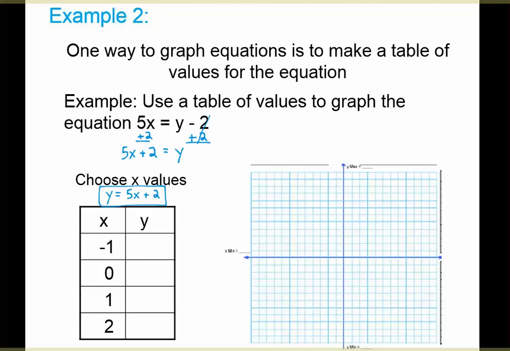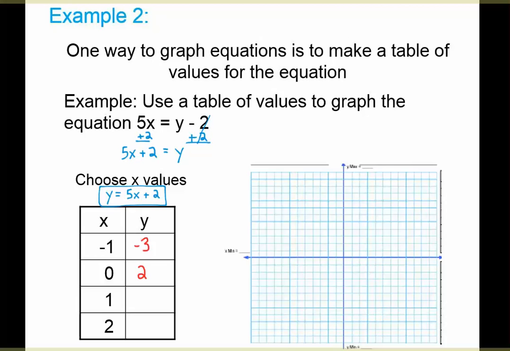So now we're going to take the x values over here and plug them in right here for x. So imagine we plug in a -1 for x. That's 5 times -1 is -5. -5 plus 2 is -3. So you should have -1 comma -3. 5 times 0 is 0. Plus 2 is 2. So 0 comma 2 is going to be my next point.